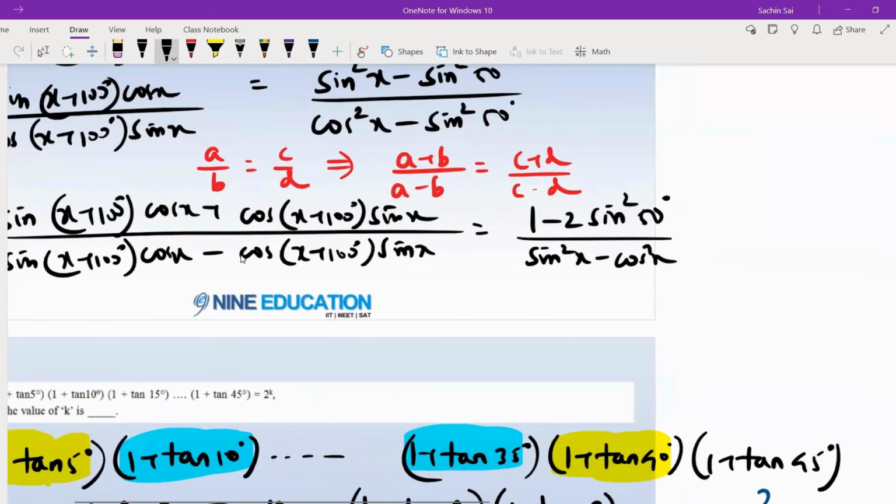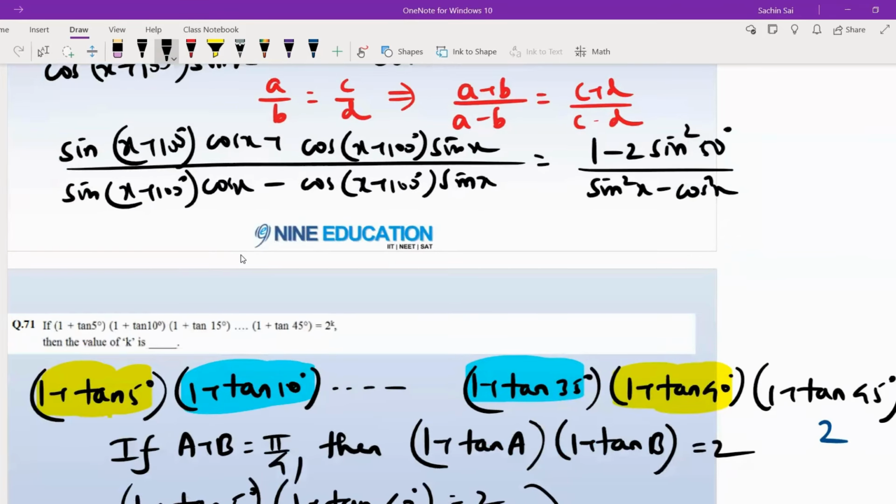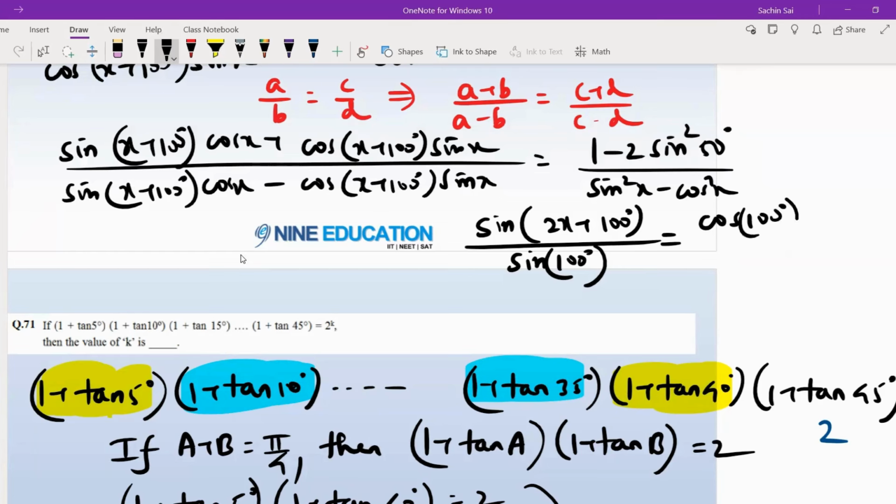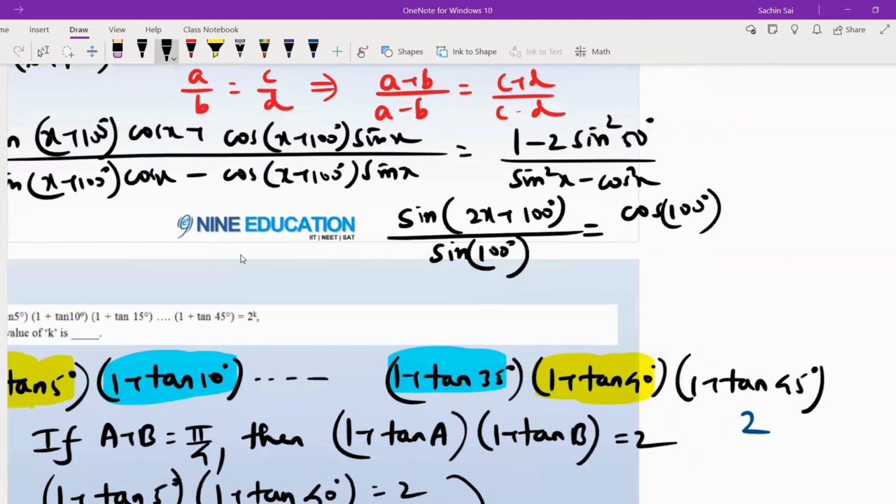So on the left hand side, sine of x plus 100 cos x. What happens to the numerator? Numerator is in the form sine a cos b plus cos a sine b. So that is sine of 2x plus 100 degrees divided by, in the denominator it is sine of 100 degrees. On the right hand side, you have 1 minus 2 sine square 50 degrees, which can be written as cos 100 degrees, because 1 minus 2 sine square theta is cos 2 theta, right? And the denominator is sine square x minus cos square x, which is minus cos 2x.